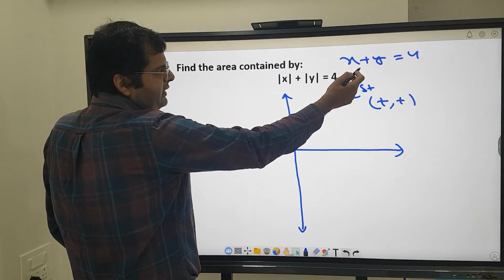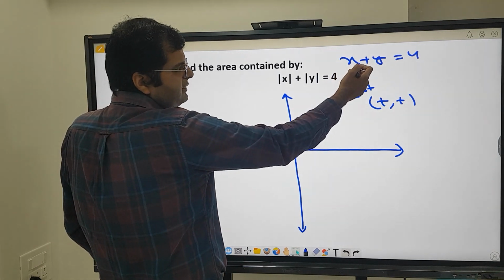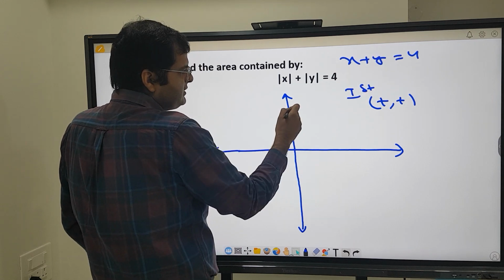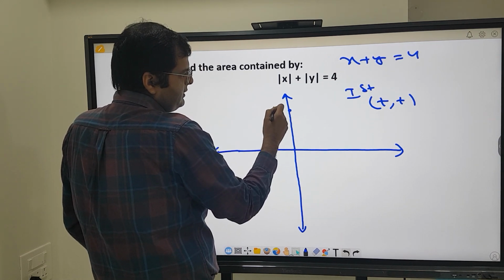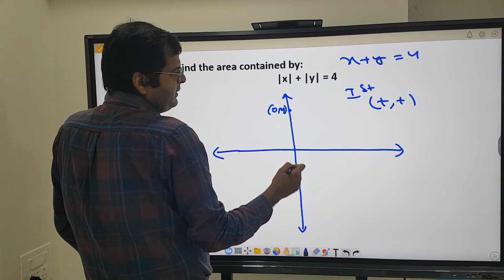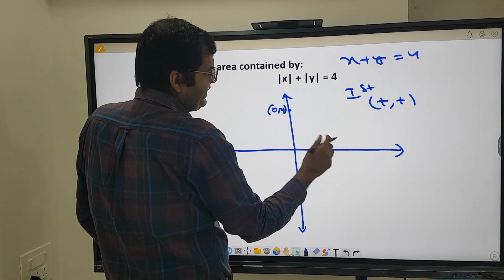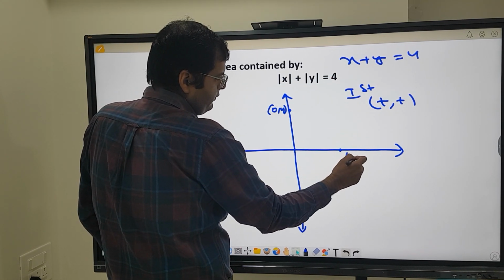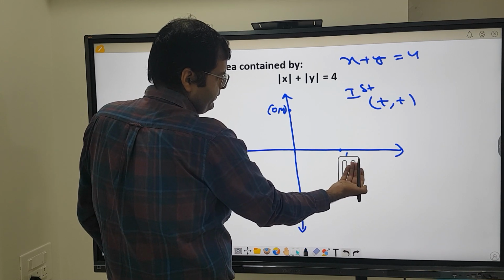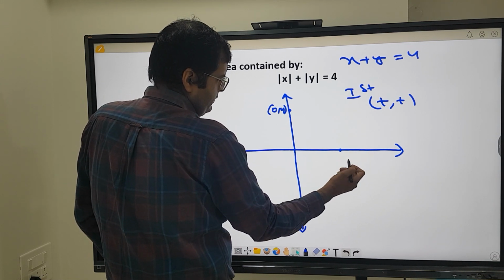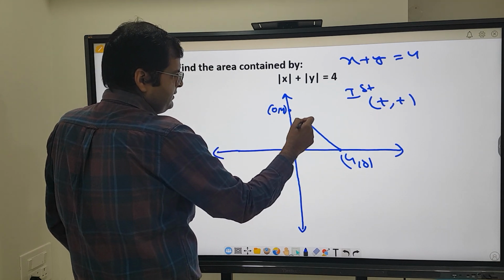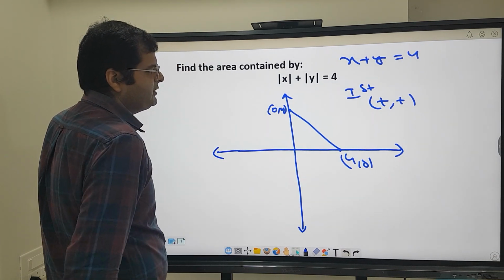If I want to draw the line, I'll pick the points on the x and y axis. When you put x equal to 0, you get y equal to 4. So this is the point (0, 4). And when you put y equal to 0, you get x equal to 4. So this is the point (4, 0). So if I connect these 2 points, this will be the line in the first quadrant.